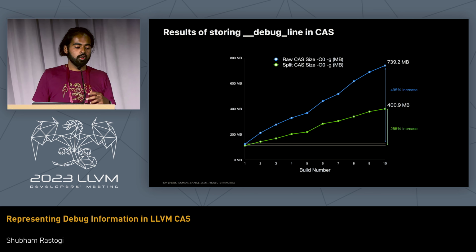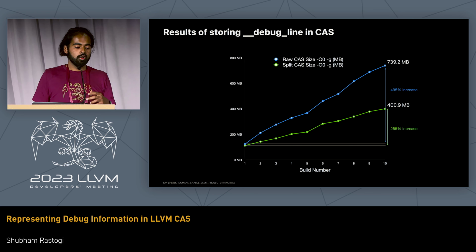I would also like to note that compared to the debug string section, the order of magnitude of the size of this section is much smaller. The debug string section was in the order of 20 gigabytes or something, while this is more in the hundreds of megabyte range. So that also should inform us of what sections to prioritize when doing this kind of work.